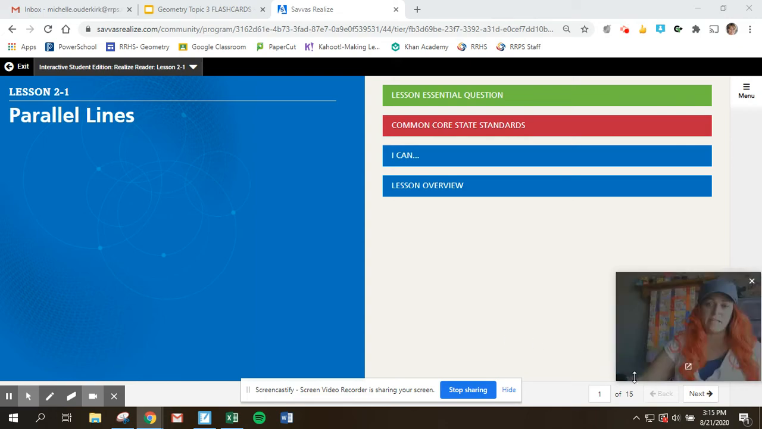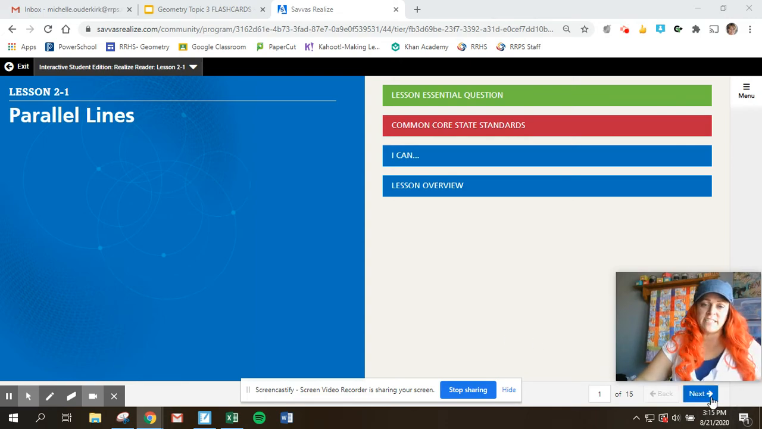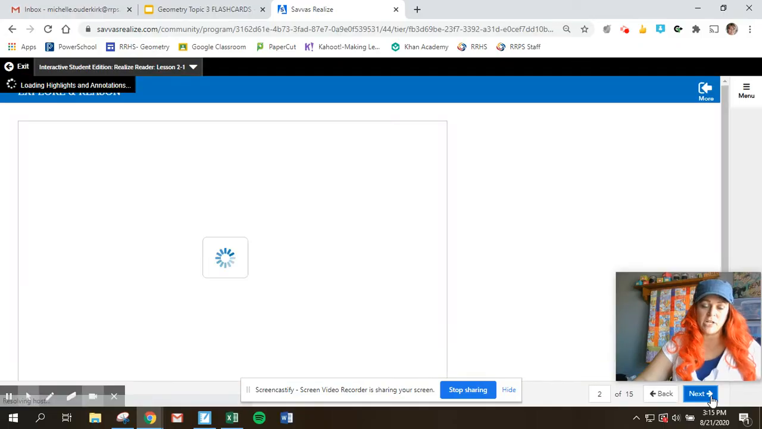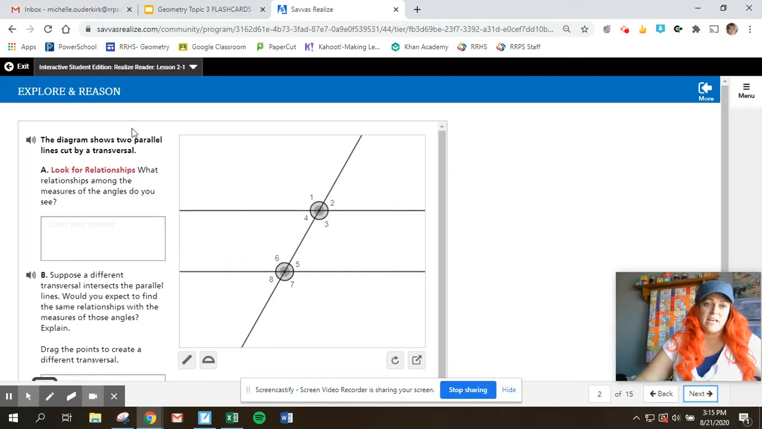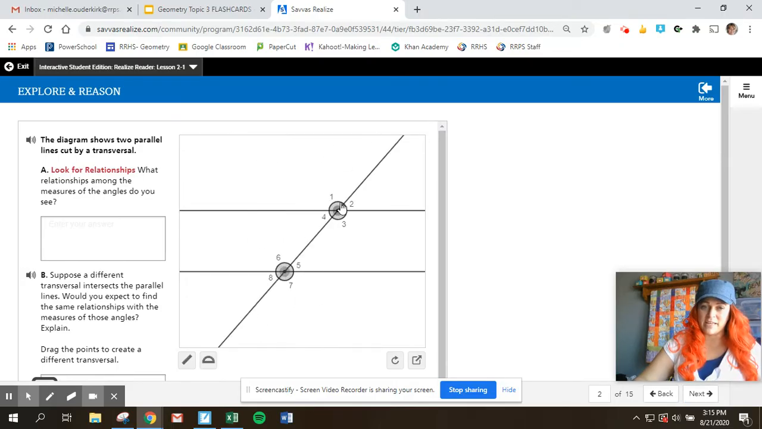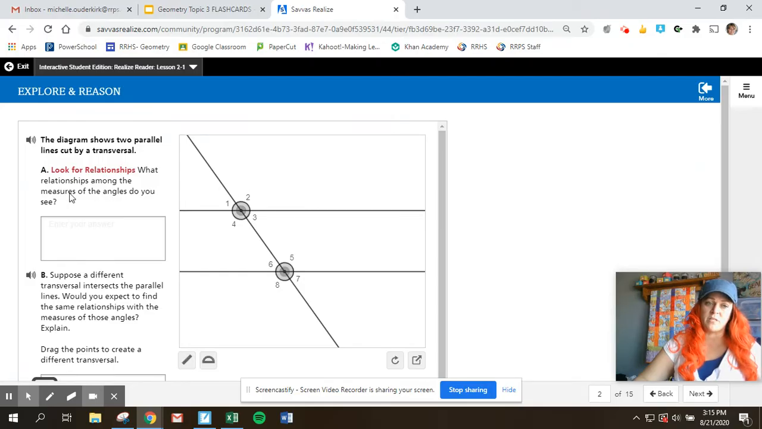Lesson 2.1, parallel lines. I'm sure you guys have used parallel lines before, but we're going to go into them a little bit more in depth. So first of all, here's a manipulative that helps you see these lines are parallel and look at those angles. So look at the relationships. What relationships among the measures of the angles do you see?